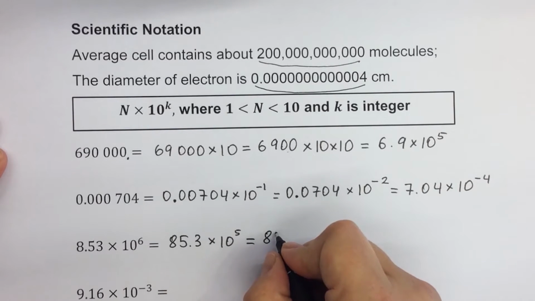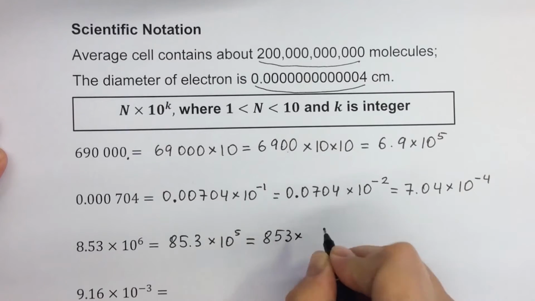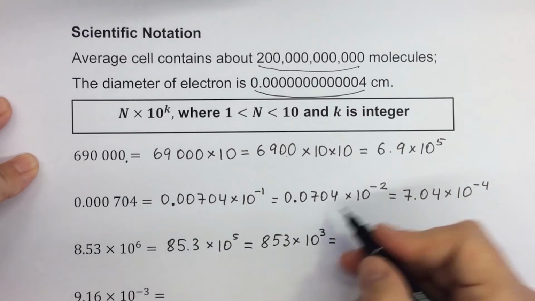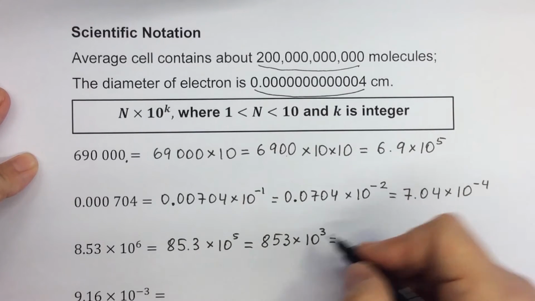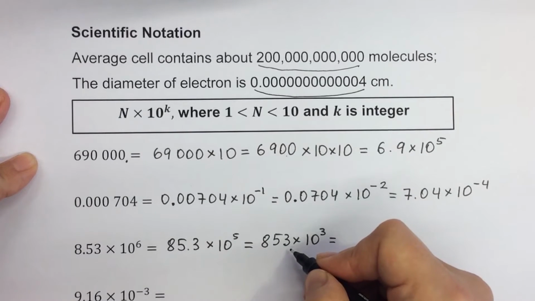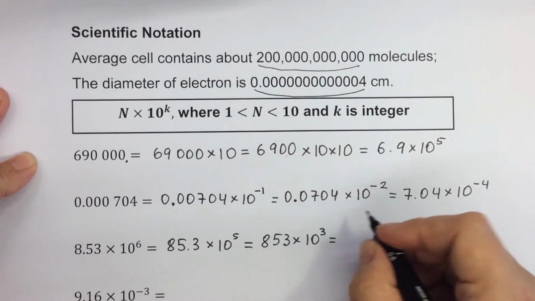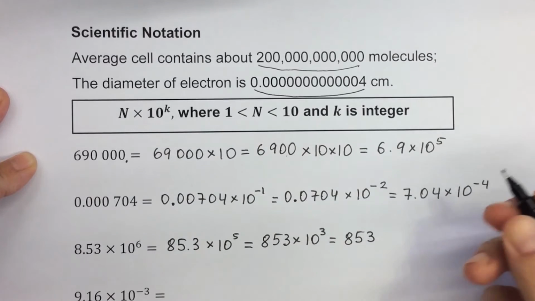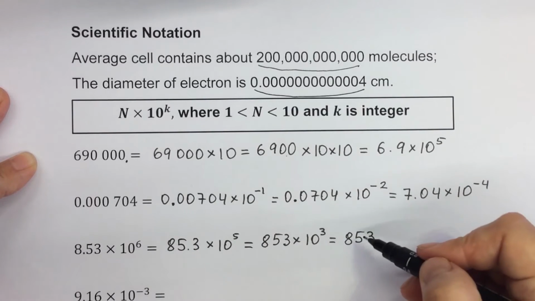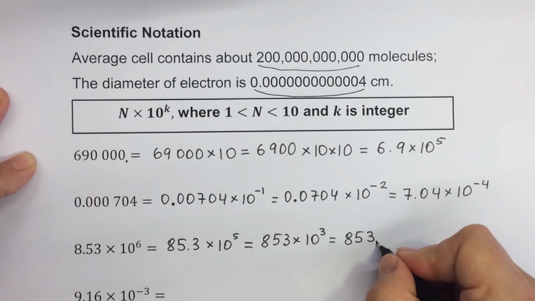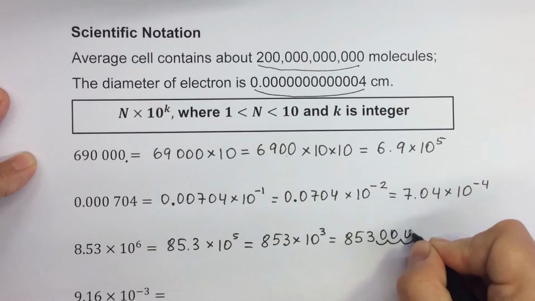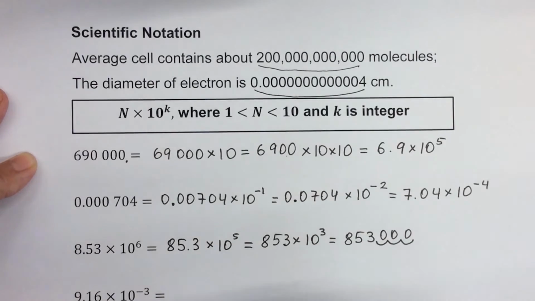It would be 853 times 10 to the power 3 equals, and that's 1,000. Basically, every time we move the point to the right, we add 1 place. So that would be 853. Basically, all our meaningful numbers are finished. So we add zeros. So we need 3 places. 1, 2, 3. And this is where we add zeros. That would be 853 thousand.